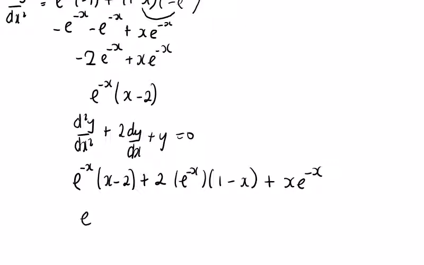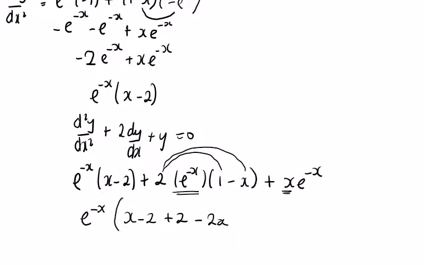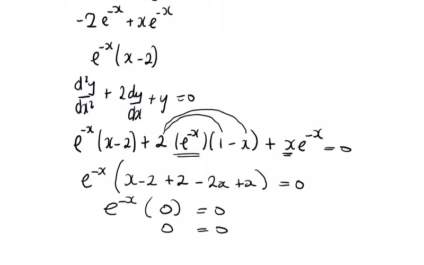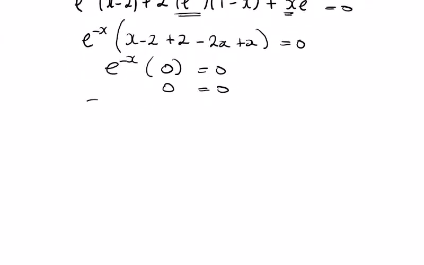So we factor out e to the minus x. We have to multiply it by x minus 2 to get the first one. Here it is here, so I've got to have a 2 by 1 and a 2 by minus x, so plus 2 minus 2x, and then this x as well in there. Is that equal to 0? E to the power minus x times, yes it is, 2x minus 2x and 2 minus 2 equals 0. 0 equals 0.